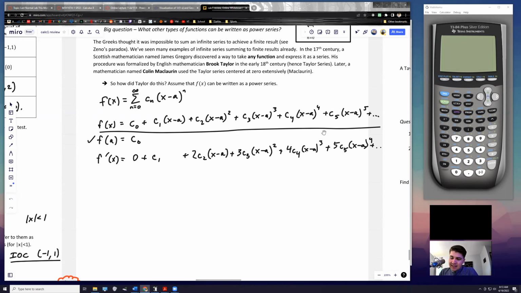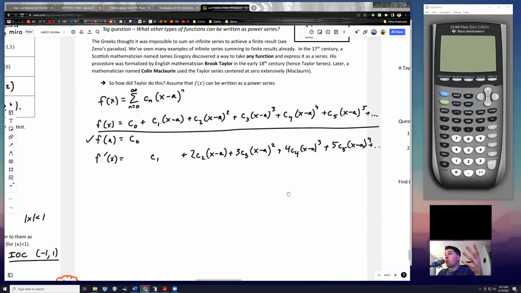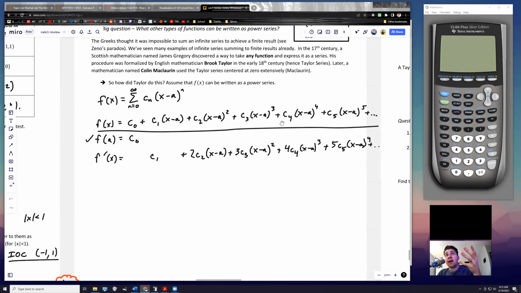And at the end of the day, let's also erase this plus 0. But at the end of the day, this is what f prime will have to look like, right? If this is my power series representation for the function, its derivative will have to look like this. And then the next thing you might notice is, well, what if we look at f prime of a, right? Because up here, we notice that f of a is the 0th coefficient of the power series.